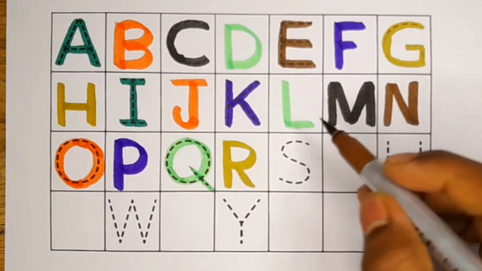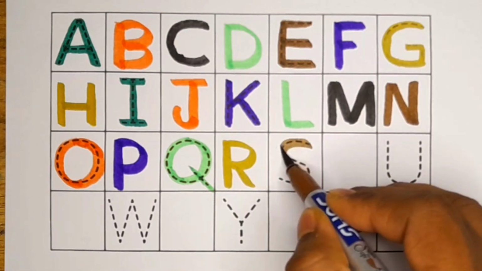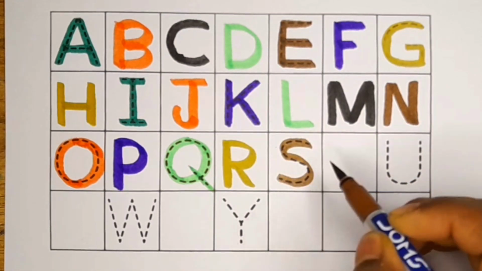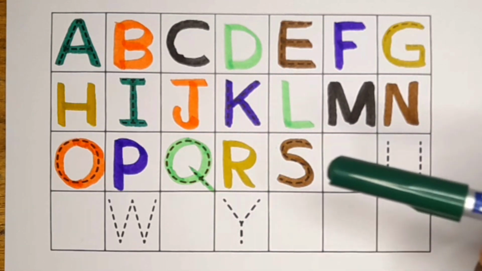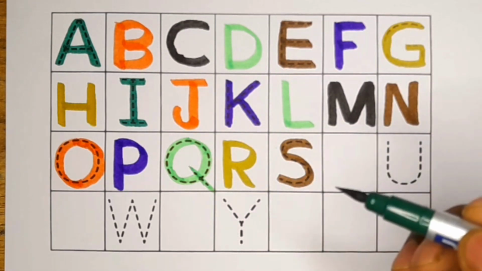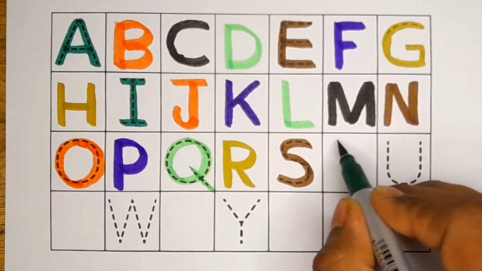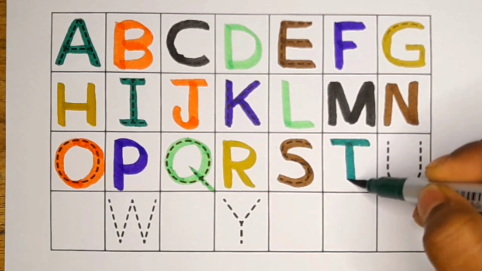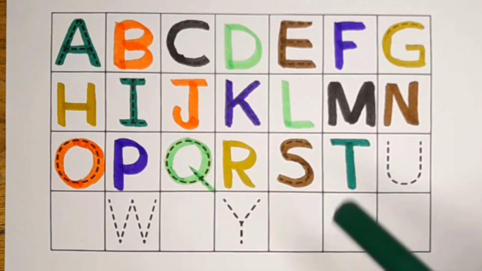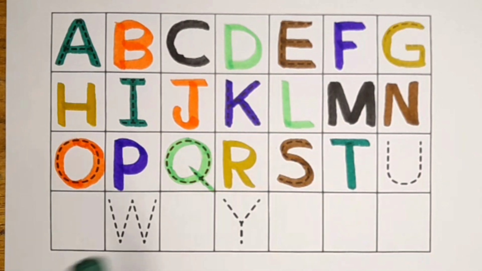Dark brown color. This is dark brown color. S for snow. Dark green color. This is dark green color. T for tiger.